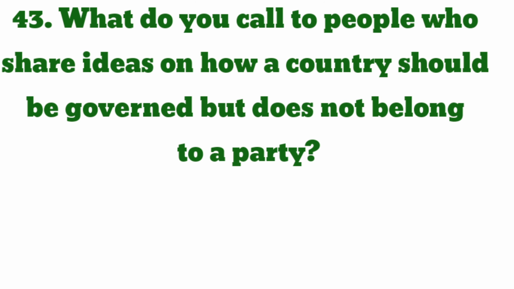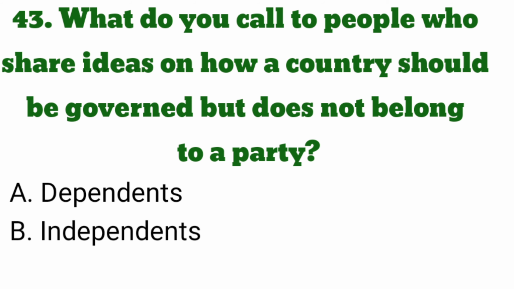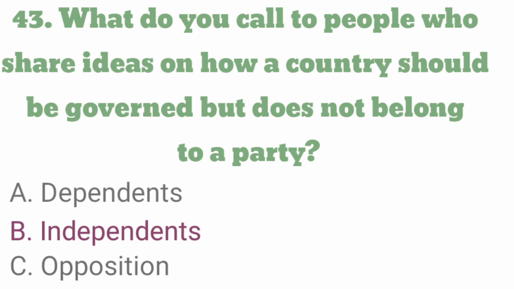Number 43. What do you call the people who share ideas on how a country should be governed but do not belong to a party? Letter A, dependents. Letter B, independents. Letter C, opposition. The answer is letter B, independents.